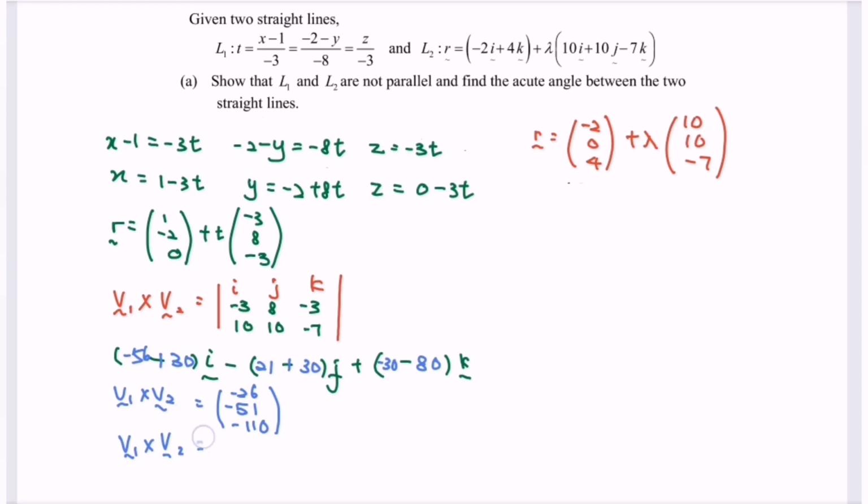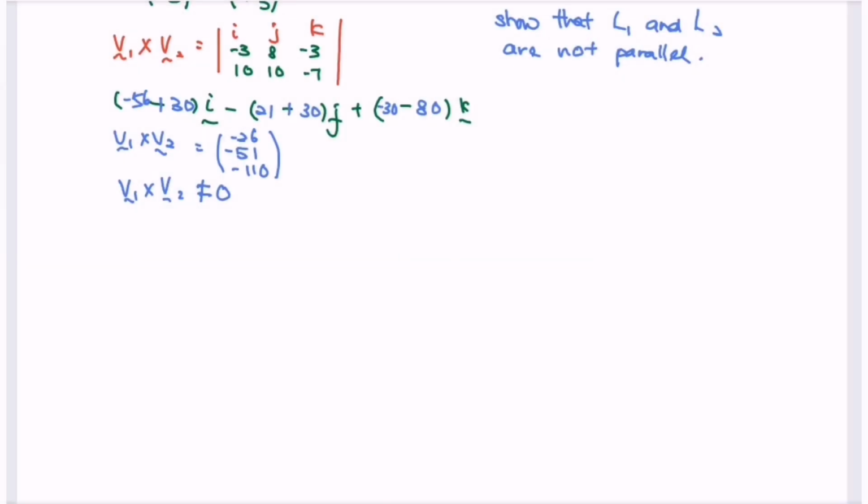Notice that V1 cross V2 is not equal to 0. Since the answer is not equal to 0, we can say that L1 and L2 are not parallel. Next is to find the acute angle. So kindly refer to the formula.